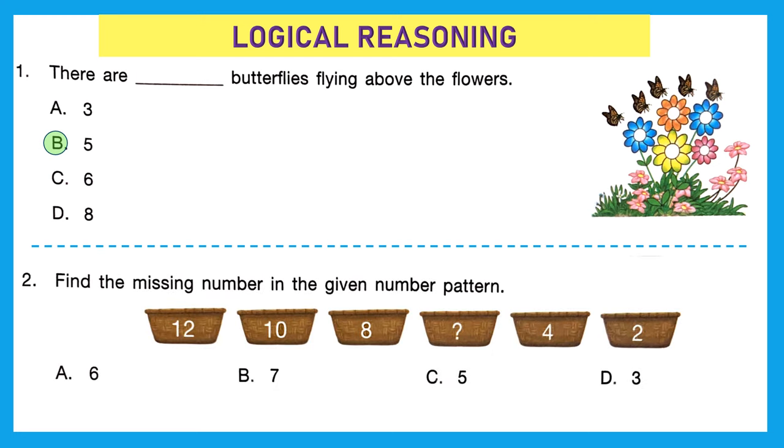Question 2. Find the missing number in the given number pattern. So let's find out what the pattern is. By looking at the pots, we can see that the numbers are going backward. So why should we not do backward counting? Let's start. 12, 11, 10. So there is a gap of one number. 9, 8. Yes, the pattern matches. 7, 6, 5, 4, 3, and 2. So the number we should count on the question mark should be 6. Our right option is option A.